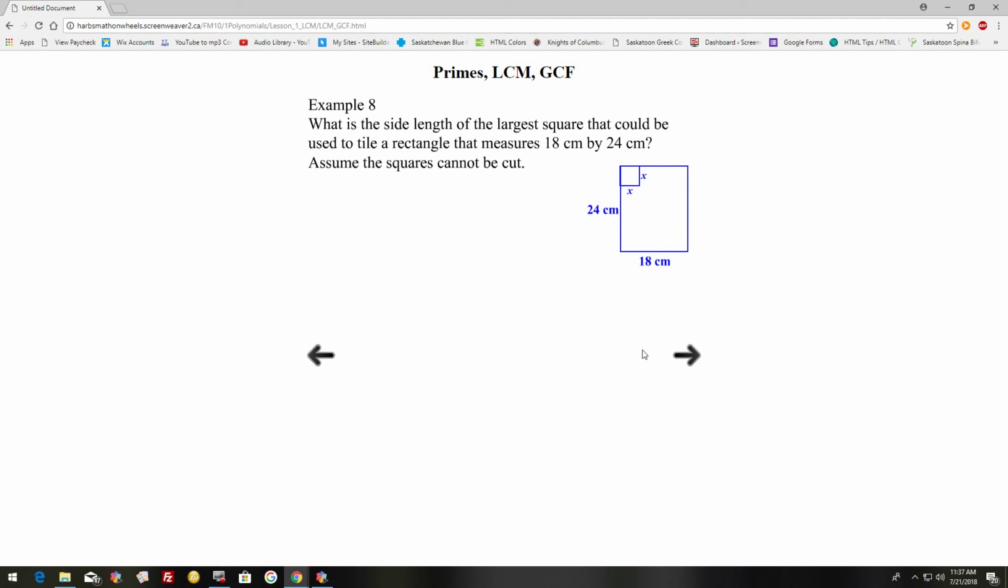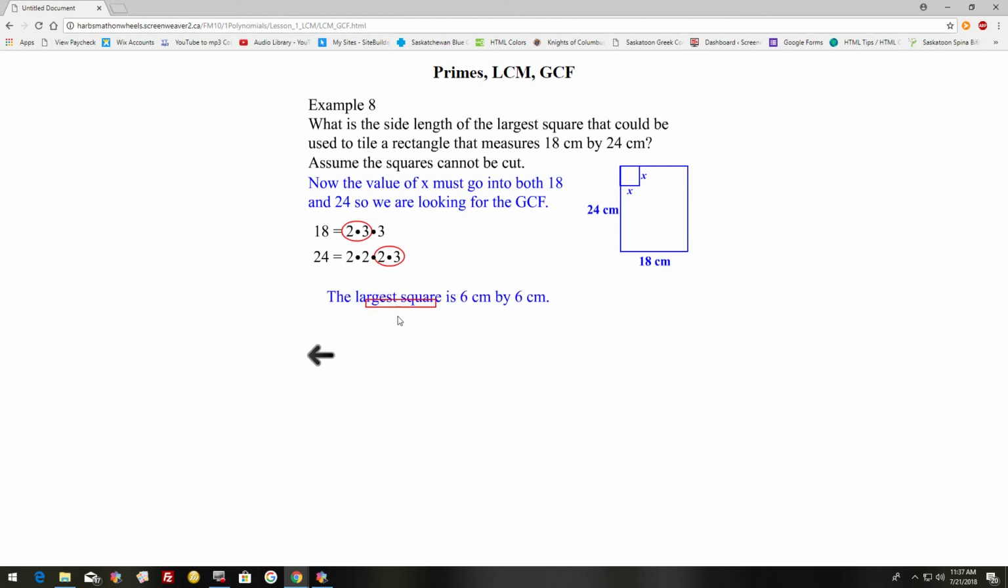Now the value of X must go into both 18 and 24. So we are looking for the GCF. Prime factor 18 and 24. Prime factor 18, we get 2 times 3 times 3. For 24, we get 2 times 2 times 2 times 3. Circle our common primes, 2 times 3 and 2 times 3. The largest square is 6 centimeters by 6 centimeters. That takes care of primes, LCM, and GCF.